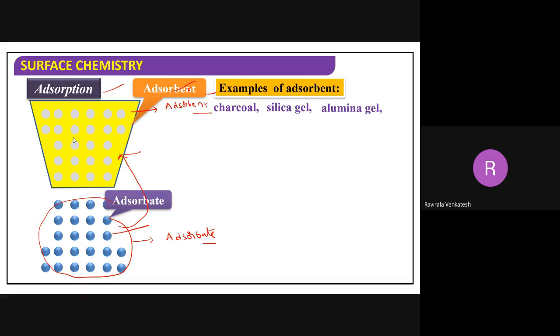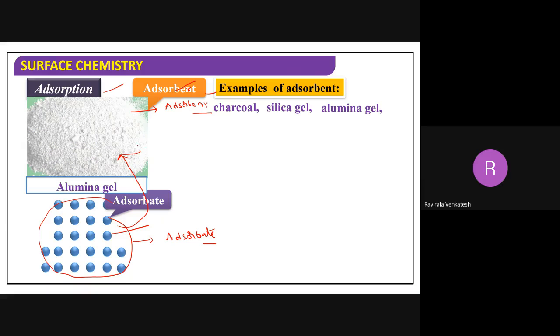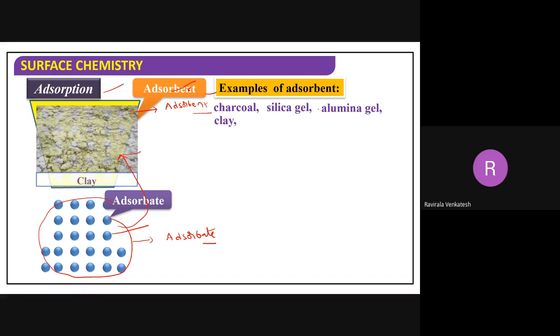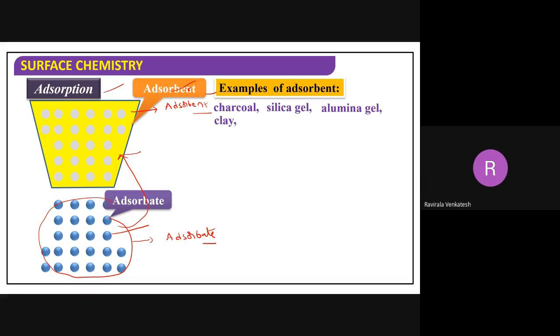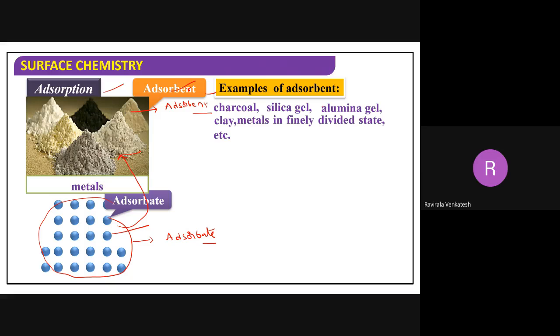So charcoal and silica gel can be taken as adsorbents. Similarly, alumina gel also can be taken as an adsorbent. Clay also can be taken as an adsorbent here because it also adsorbs. Metals in finely divided, powder state can be taken as adsorbents. In the preparation of ammonia, we take iron as a catalyst, which adsorbs nitrogen and hydrogen gas, and a chemical reaction takes place to form ammonia. So the examples we have taken for adsorbent are charcoal, silica gel, alumina gel, clay, and metals in finely divided states.